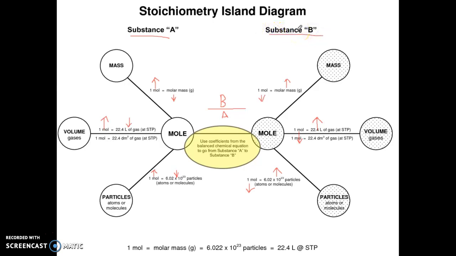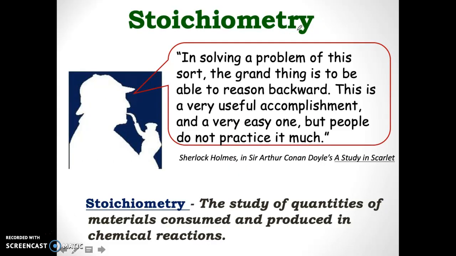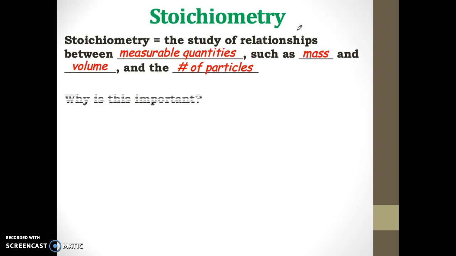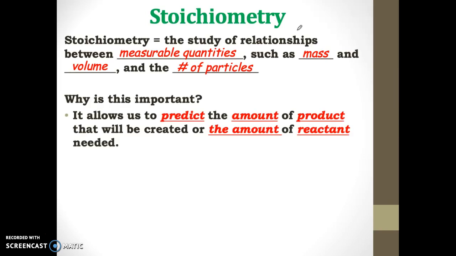So let's look at our note guide and look at our first stoichiometry problem, which allows us to work backwards or forwards, predict how much product can be made or how much reactants I need. So let's begin with our note guide and define stoichiometry, which is the study of relationships of measurable quantities such as mass, volume, and number of particles. We're studying the relationship between these things. And why is it important? Because it allows us to predict the amount of products that will be created or the amount of reactants that are needed to make a specific amount of product.